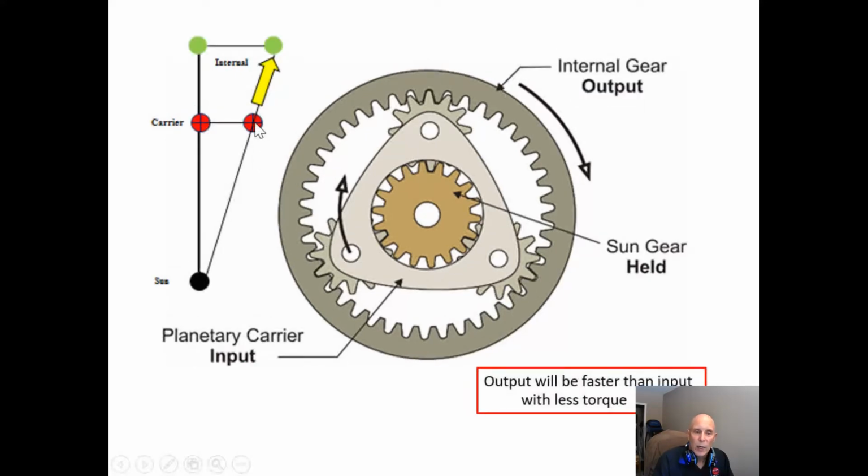If we go the other way, again, our sun gear is held, but now our carrier is our input and our internal gear is our output. So if we have 4 to 5, our output will be faster and we'll have less torque.